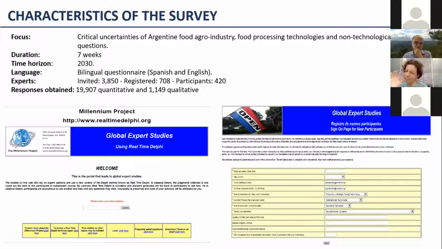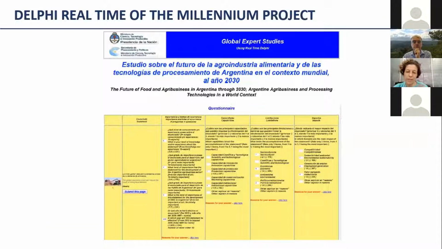These are the slides of the Millennium Project software. In the first part, you can see how the answers are organized. After that, how the questionnaire is organized. First the statement. After that, whether it is relevant or not relevant for the expert, the capacities about this, the limitations, and the impacts. So this Delphi was complex, and for that we used 2 months. But it was a good exercise after the evaluation.